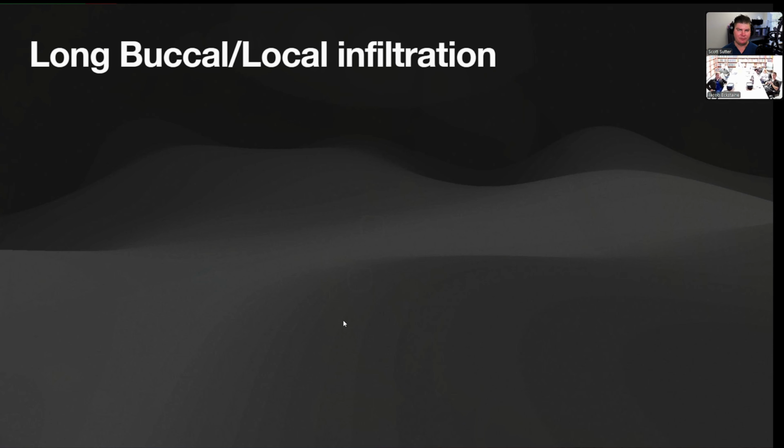Yeah. Any other questions about injections, guys? This is such an important concept for lower molars. If you nail these, the supplemental stuff is not nearly as important.